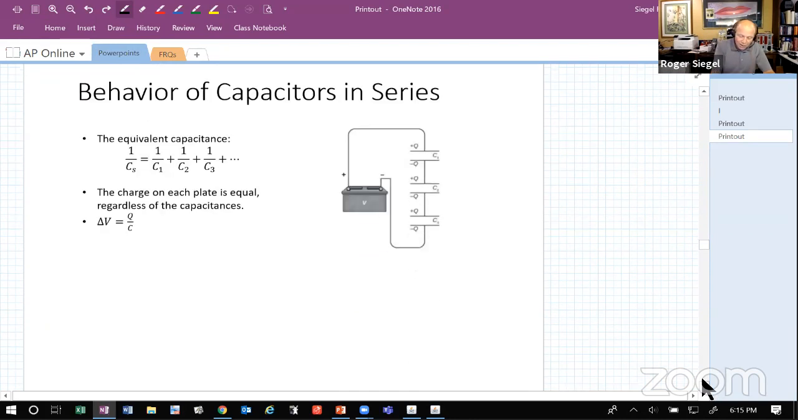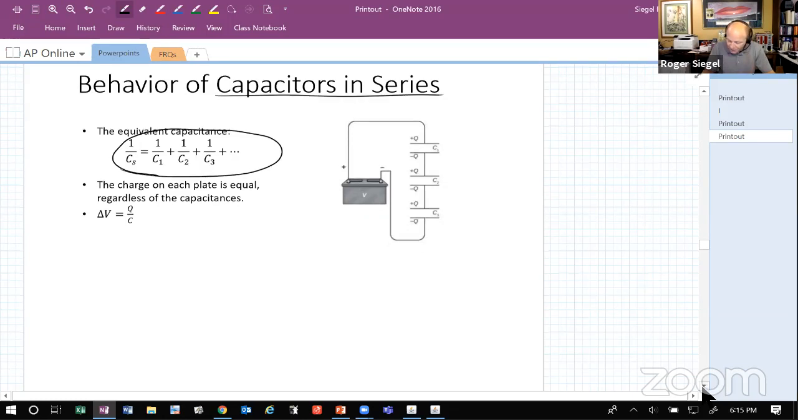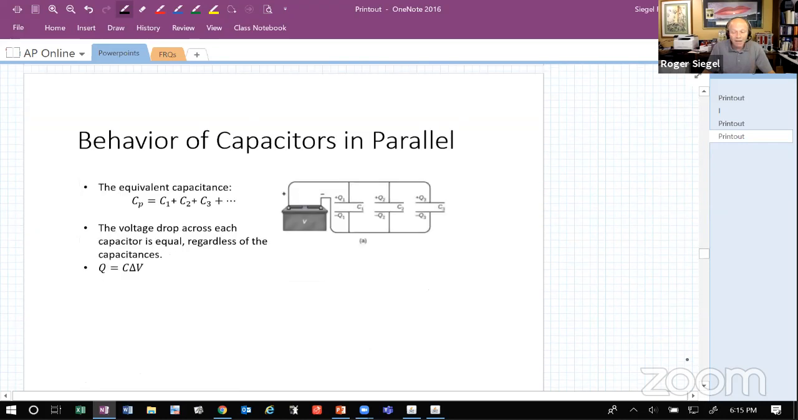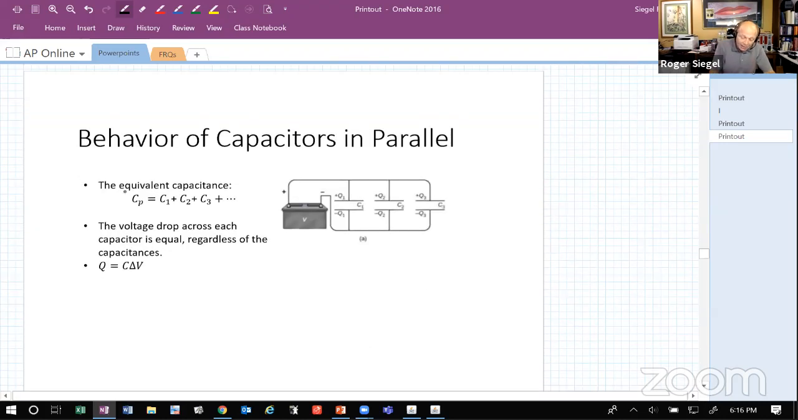A couple more things. If we put capacitors in series, they will add up like resistors in parallel. So they just behave oppositely. And the charge on each plate is equal. So no matter what the capacitance is, the charges are the same. You'll see how that plays out in a minute in one of the problems. Now, if we put the capacitors in parallel, we're going to add their capacitance. Remember, these formulas are all there on your formula sheet. And the voltage drop is now the same regardless of the capacitor.